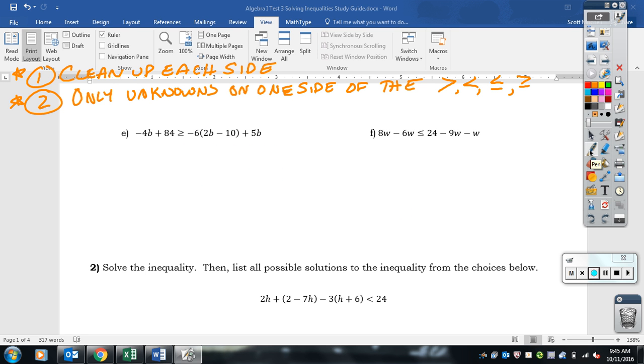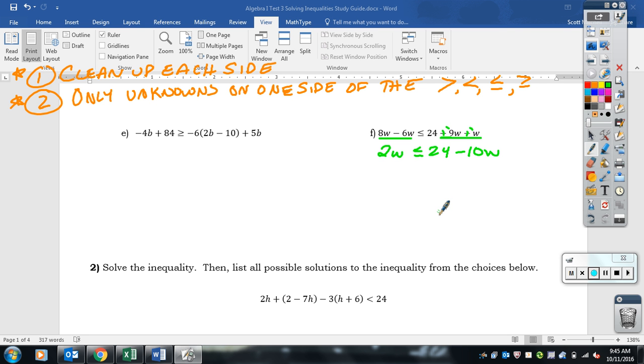And last question, number 1. Clean up each side. Well, 8w minus 6w, that's 2w, so I had some cleaning up to do over there. Some cleaning up to do over here. 24, negative 9 and negative 1 is negative 10w. Some of you may have messed that up because you thought it was just 9w. Well, that's a negative 9. Again, keep, change. A negative 9 and a negative 1 is a negative 10w.